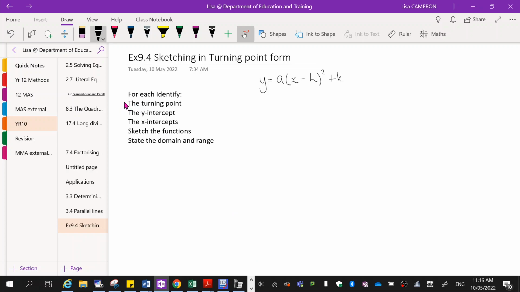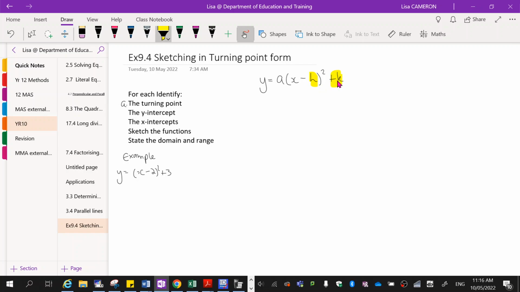Okay, so for the first one, if we want to identify a, the turning point, let's say that the function we're going to be working with, so I'll start my example down here, is y equals bracket x minus 2 squared plus 3. So if I want to identify the turning point, I'm looking for this one and this one.